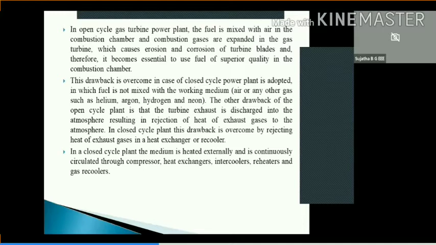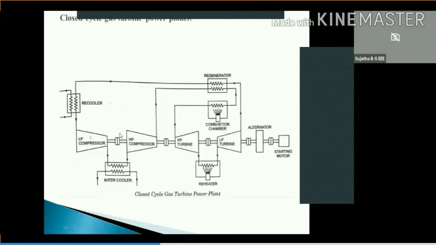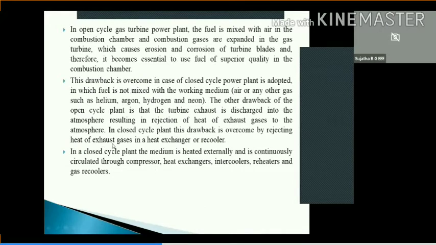In a closed cycle plant, the medium is heated externally and is continuously circulated through the compressor, heat exchanger, intercooler, reheater, and gas recooler. You are seeing in the block diagram that there is a feedback path. It is closed, the system is closed. Whereas in open cycle plants, we did not have the regenerator, intercooler, and reheater. It was an open cycle system. By using the regenerator, reheater, and intercooler, we can improve the overall efficiency that is seen in closed cycle gas turbine power plants.